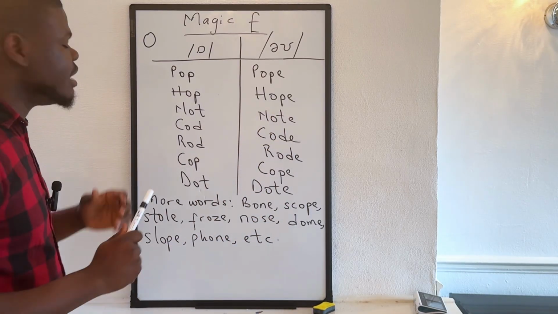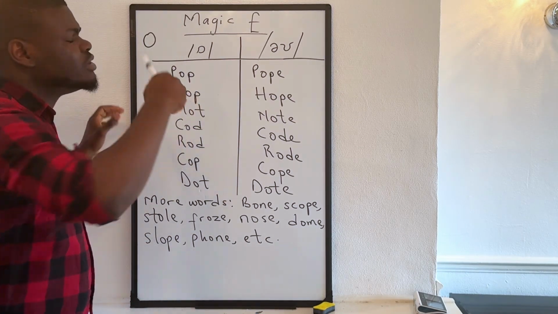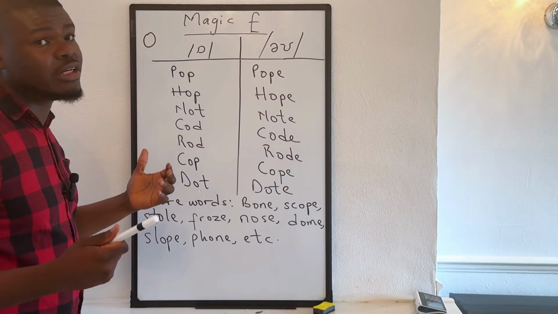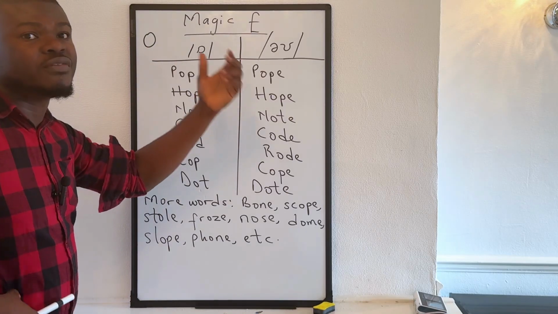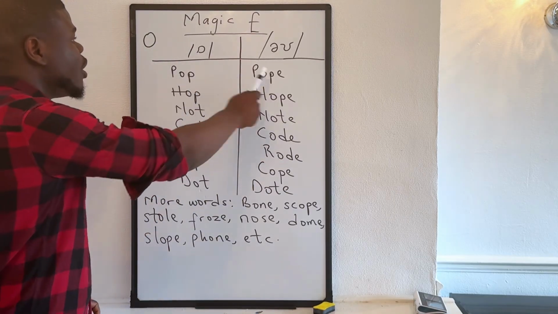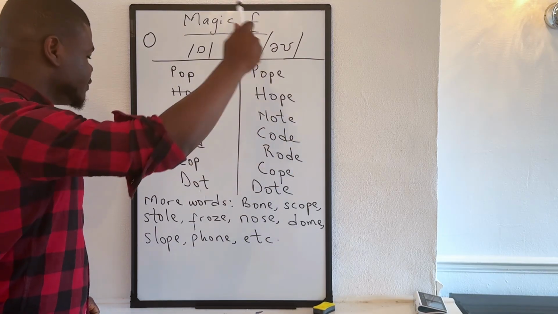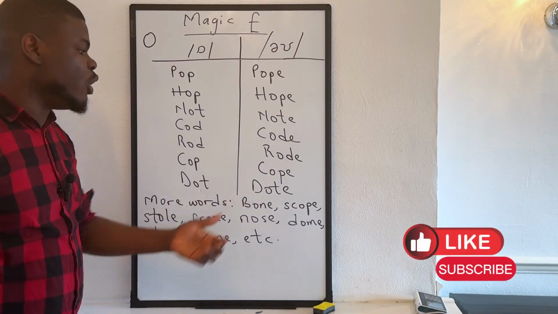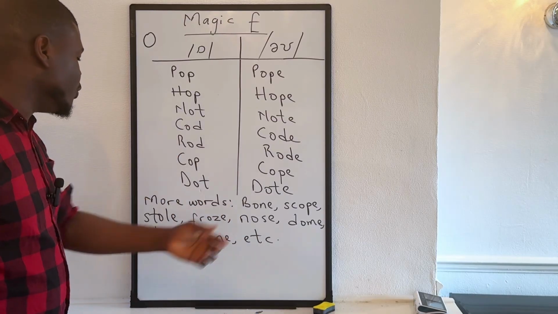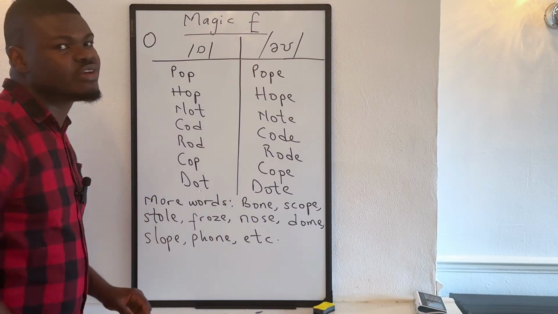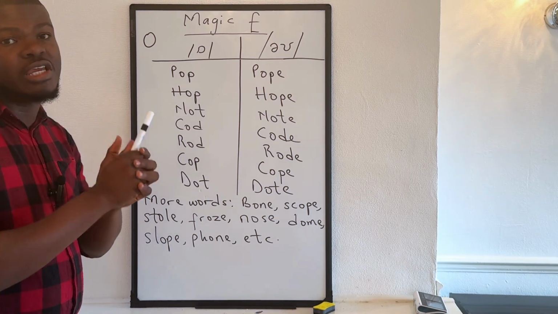Yeah, that's the magic E for you. So take note, letter O would sound short when it's followed by a consonant sound, yeah? But immediately you add a magic E, it changes the short O sound to the long O. So we've got pope, hope, note, code, rode, cope, dote, etc. So we've got more words like bone, scope, stole, froze, nose, dome, slope, phone, etc. Yeah, so that's the letter O alongside the magic E for you.